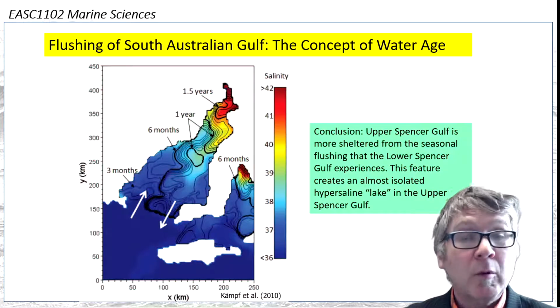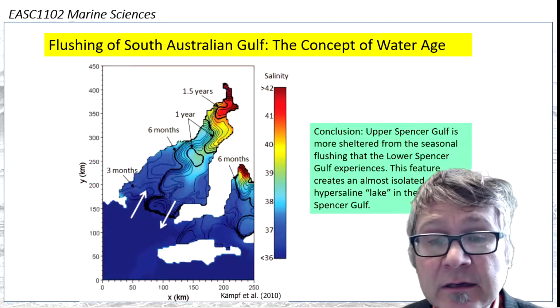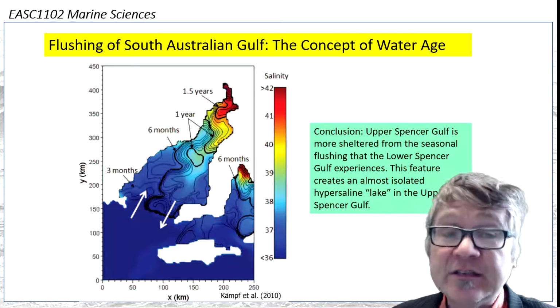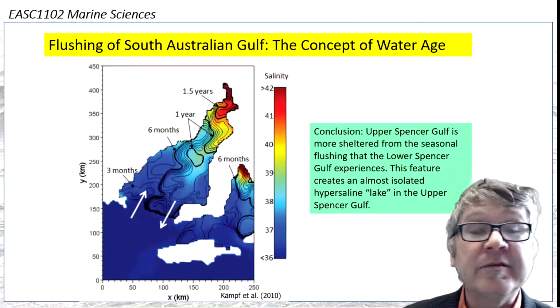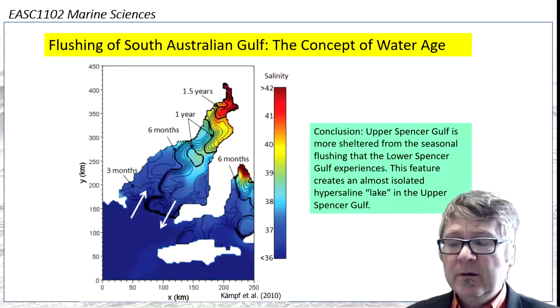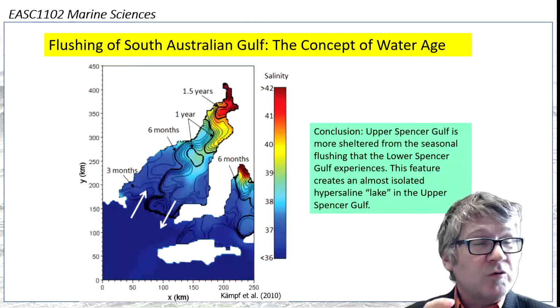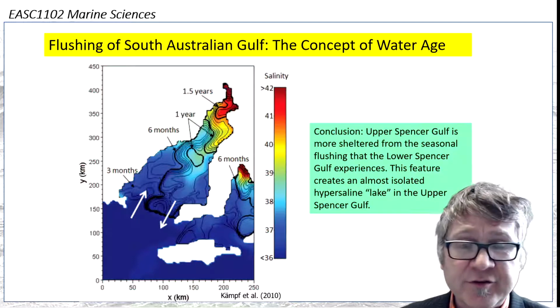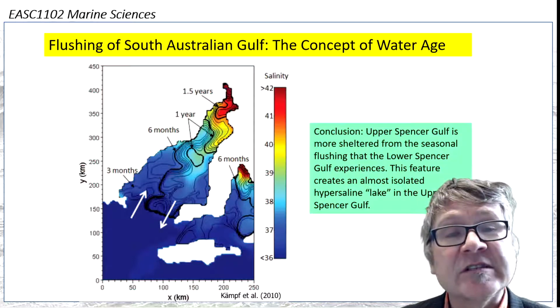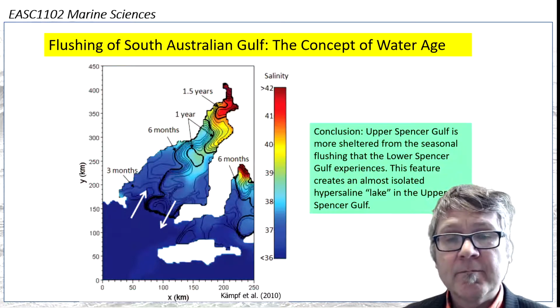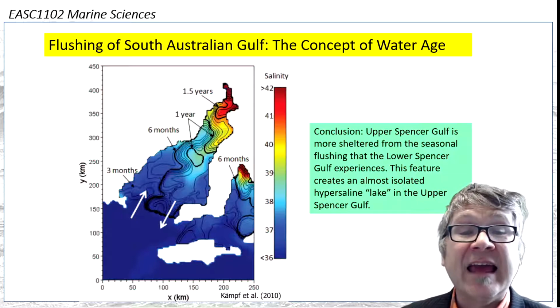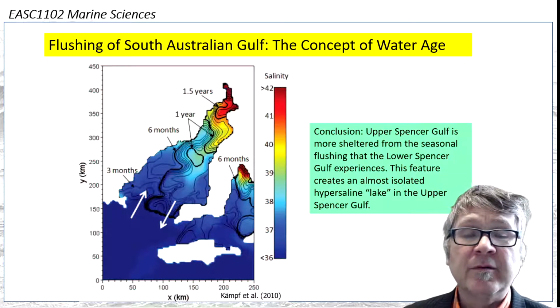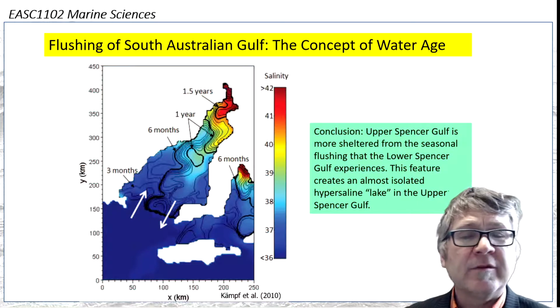So here we go. Voila! This is the water age distribution in Spencer Gulf and also in Gulf St. Vincent. Okay, so there are two pieces of information shown here. One is the salinity, which is in the color. And the lines are the contours of the age of water. So how can you interpret this?